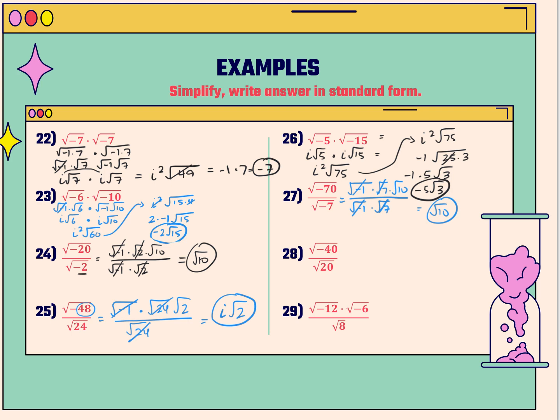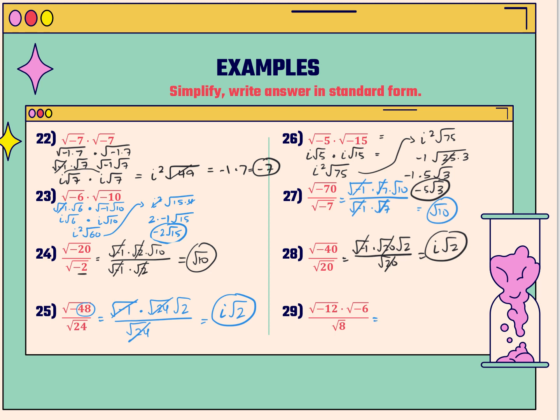Again, keep going. I get to here, and I'm going to do the same thing. Square root of negative 1 times the square root of 20 times the square root of 2, all over the square root of 20. So these cancel. Again, the square root of negative 1 is i. Square root of 2 is left over. And that's it. That's my answer.